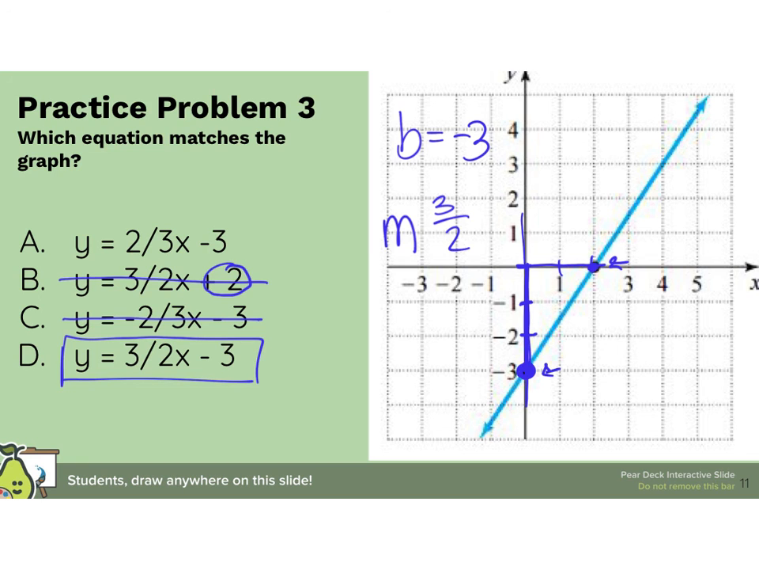We're going to do 3 more practice problems until you're ready for your exit ticket.